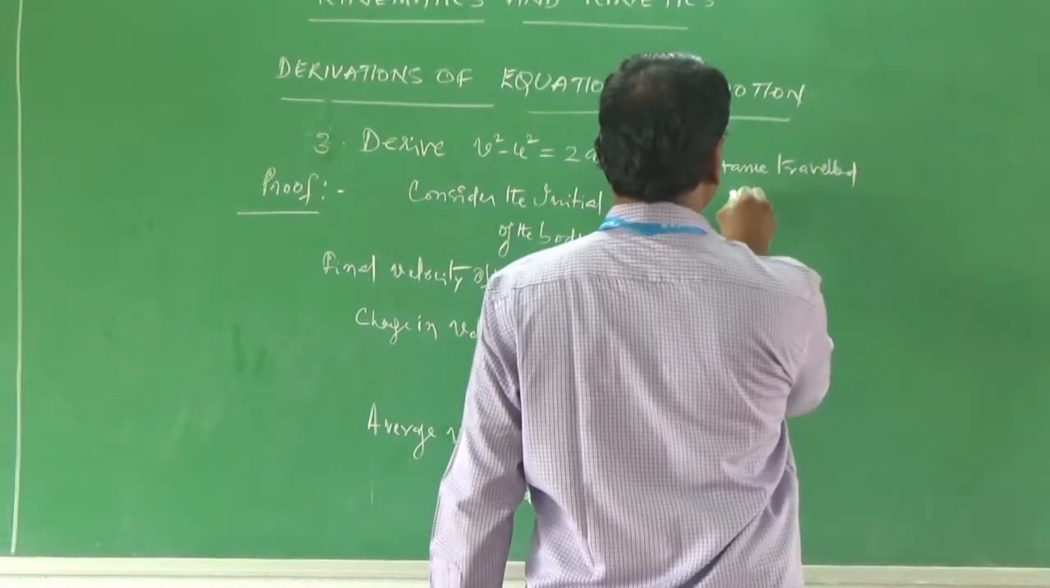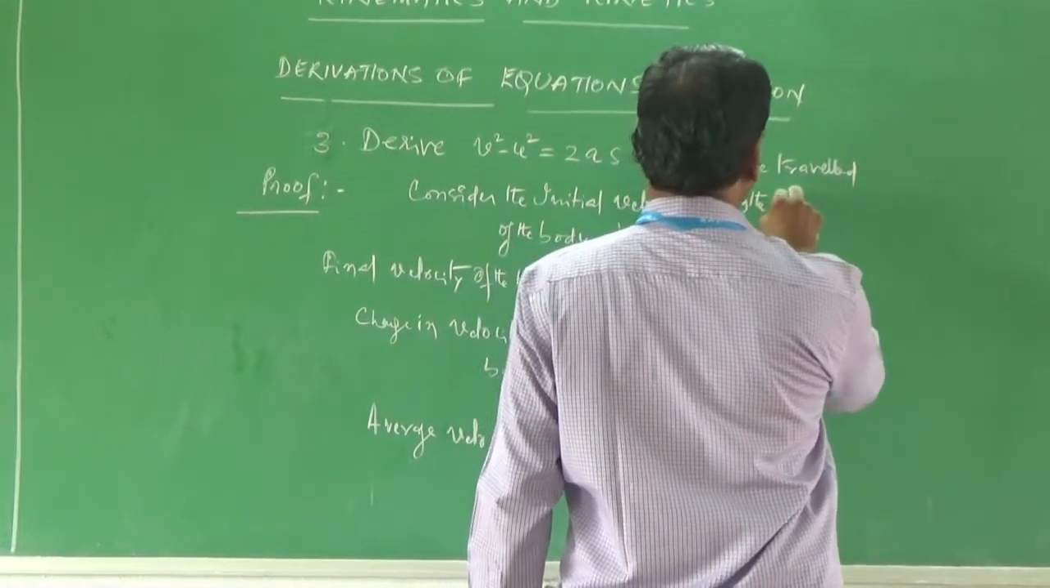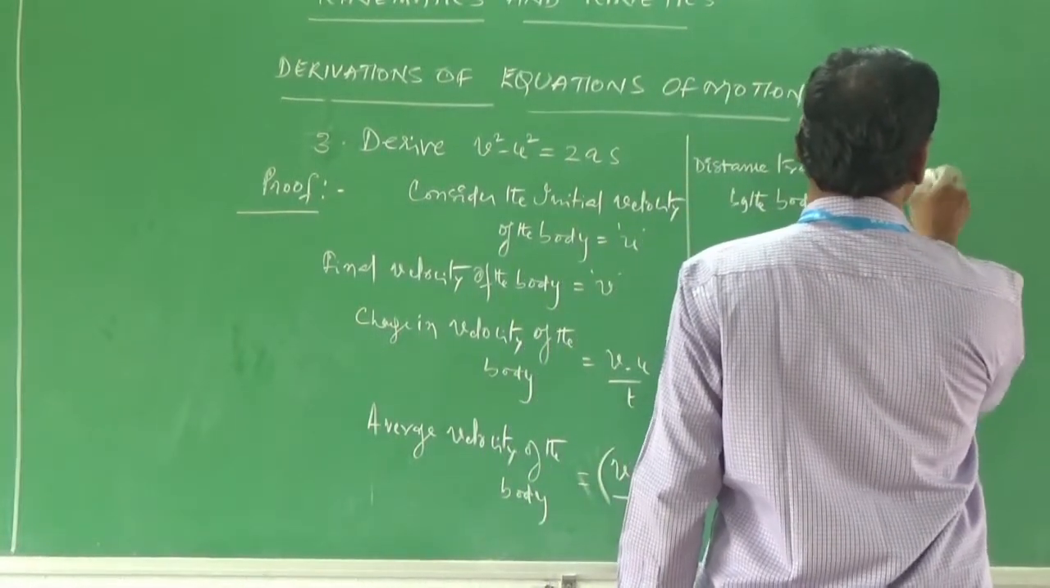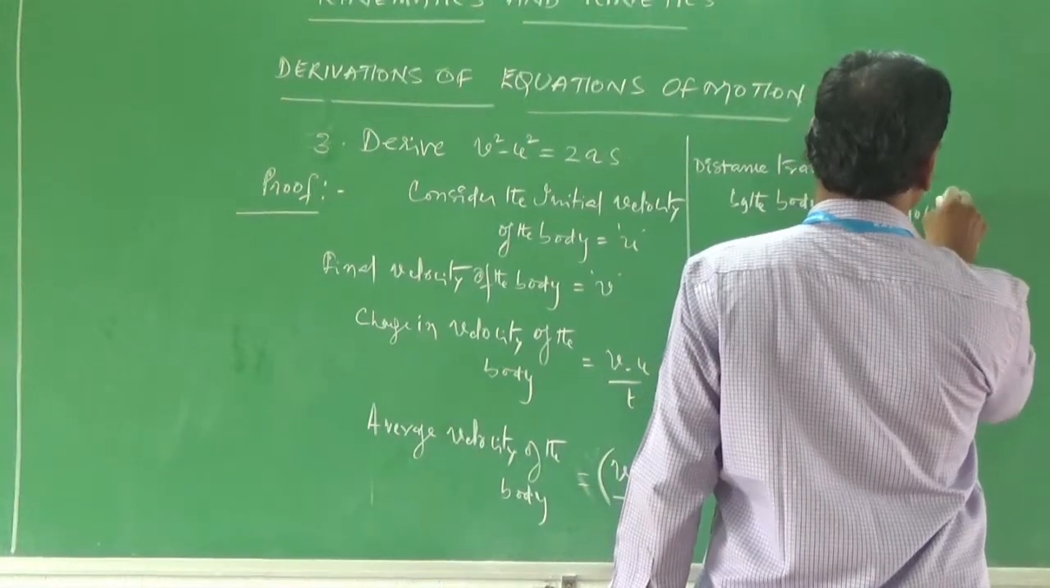Distance traveled by the body is equal to the average velocity into time.